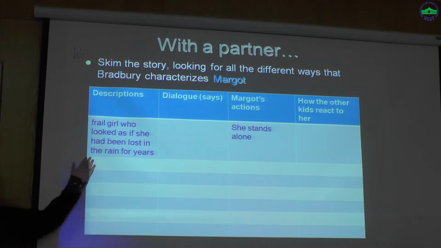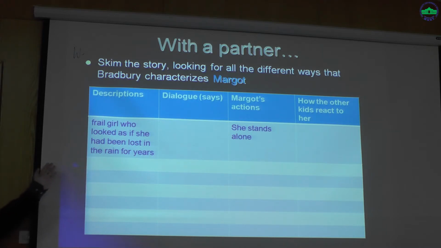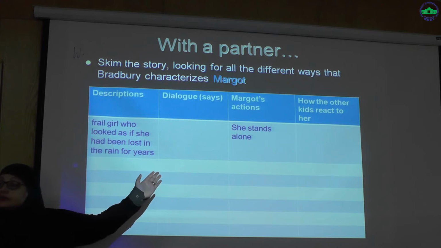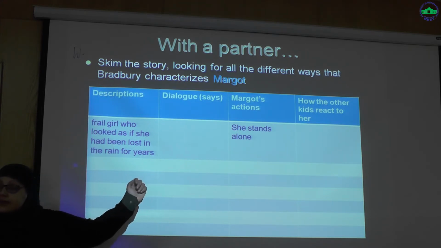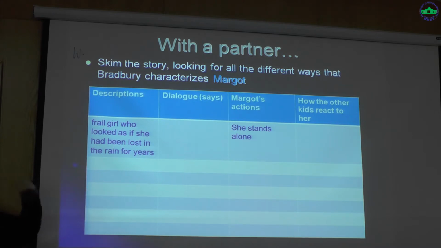Description: Margot is weak and pale. Provide your description with a quote from the story itself. Give the action, supply the action from the story itself. She stands alone, for example.